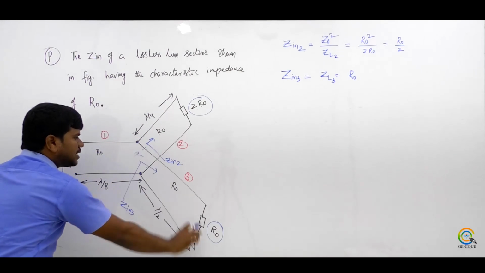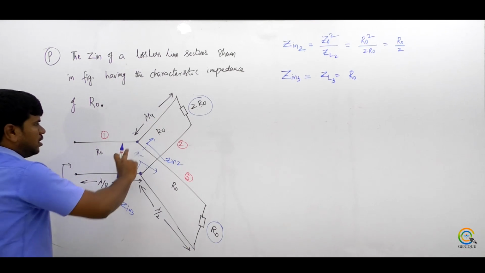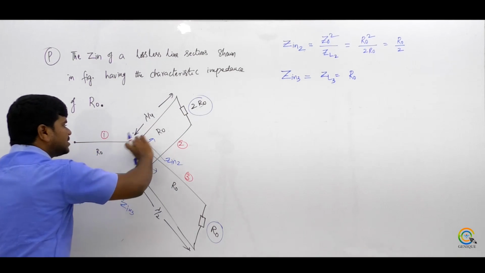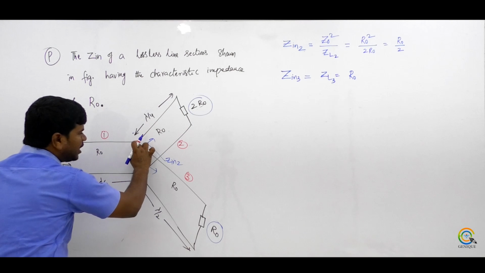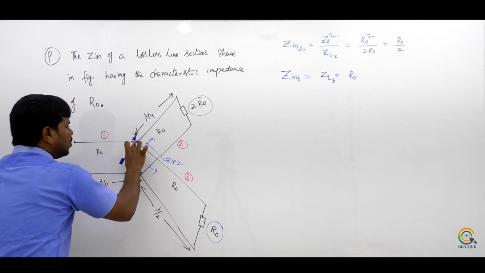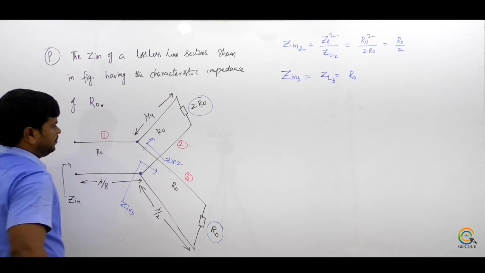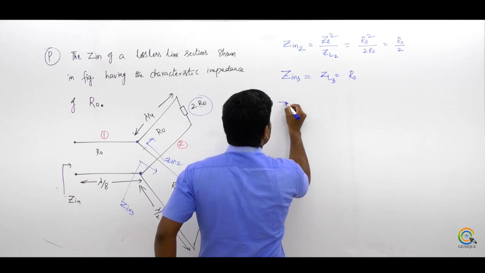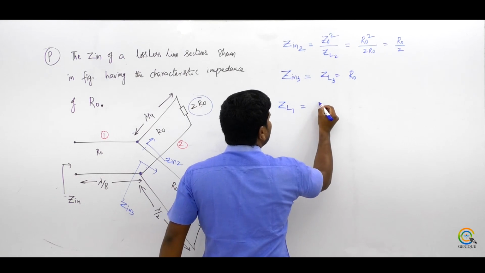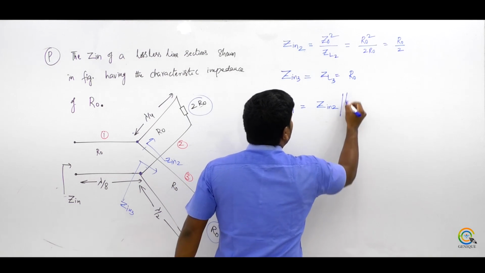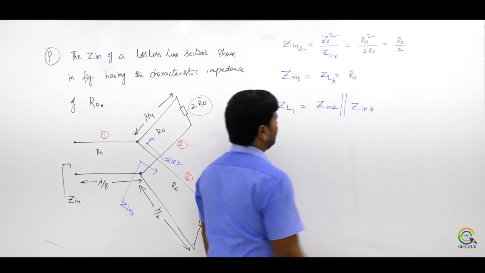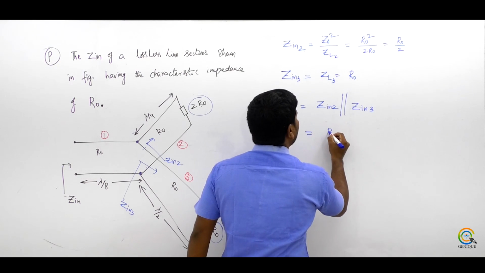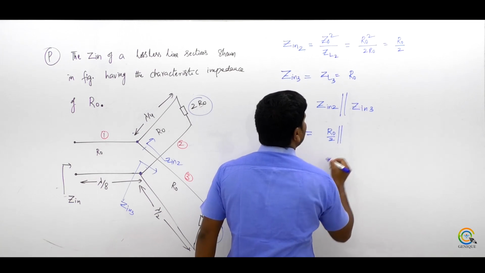Now the two input impedances are obtained, and these two are a parallel combination. The parallel combination of these two lines acts as the load for this entire line. This is called ZL1. ZL1 is equal to Zin2 in parallel with Zin3. Zin2 is R0 by 2, in parallel with R0.